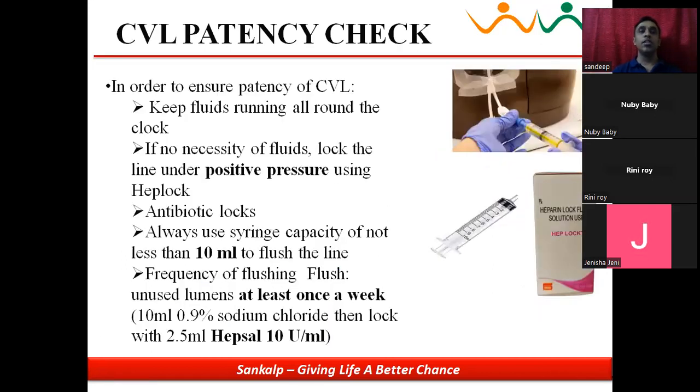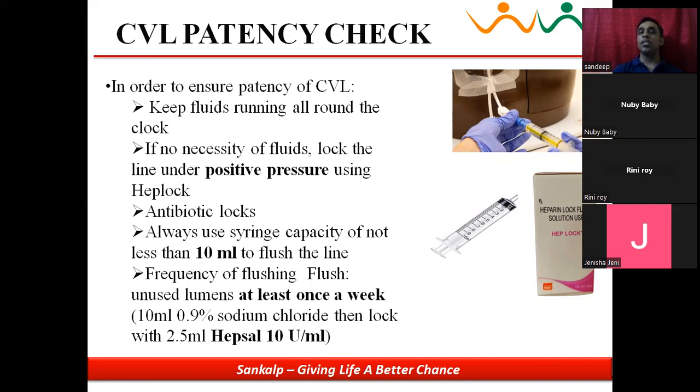The next thing is the CVL patency check. This is very important. In our setup we make sure to run the fluid continually, because if we frequently block the line again and again to use the line, there is a high risk of infection. So if we want to use that line, run it continuously for 24 hours with a slow amount of fluid.